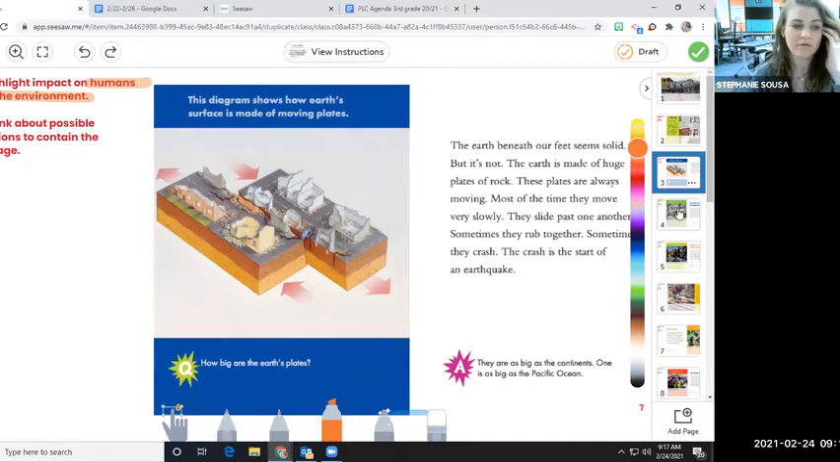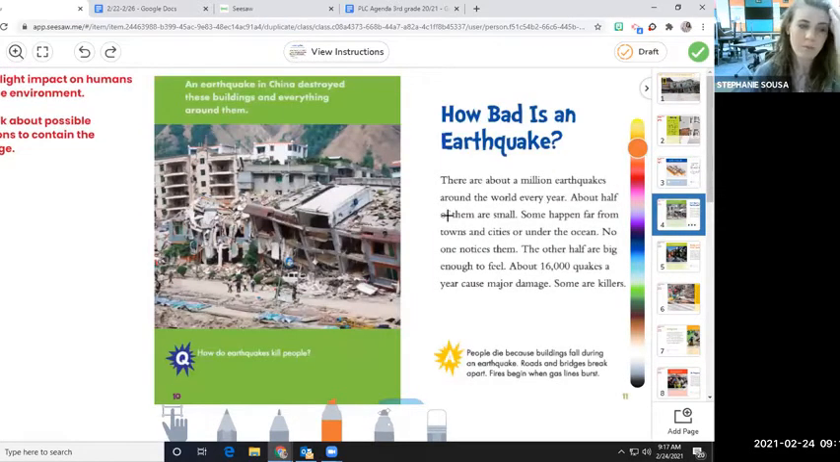So these aren't dinner plates, folks. Okay, these are huge, right? As big as the ocean. That's a very large plate. Let's check out slide 4. How bad is an earthquake? Remember, you're thinking about the impact on humans and the environment.